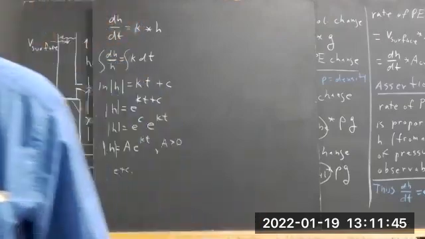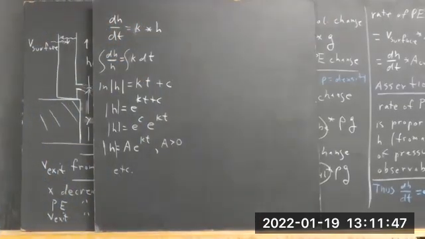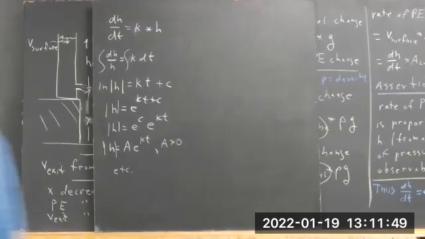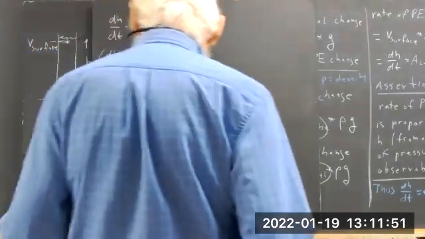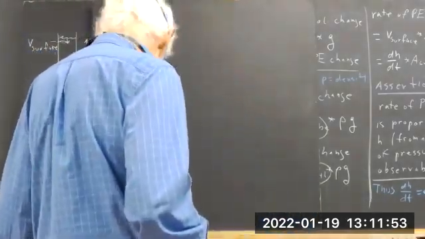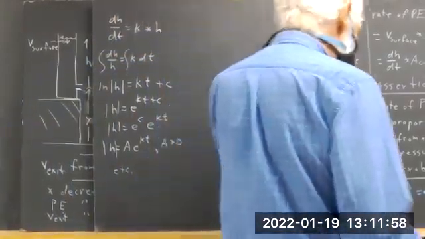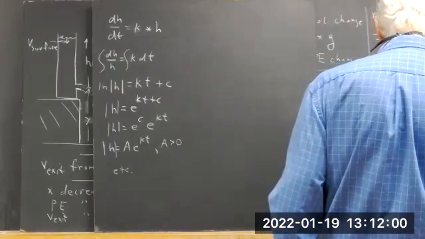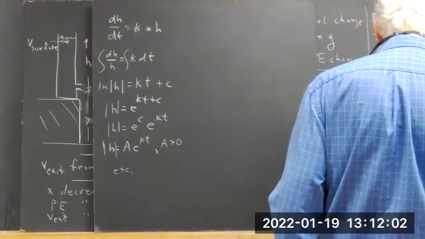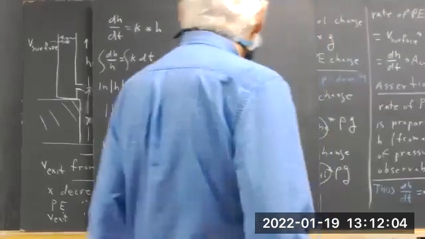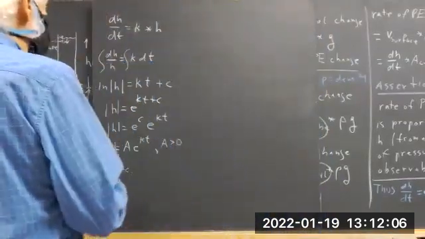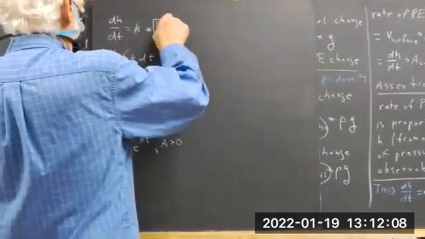Now, I realize that I wrote down something carelessly here. This doesn't work at all. dH/dt is not constant times H, it's a constant times the square root of H. So this equation here has k square root of H.